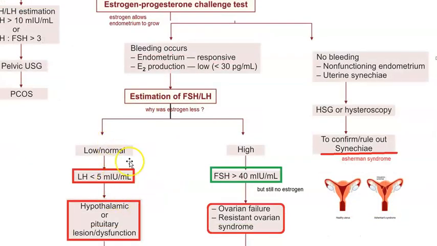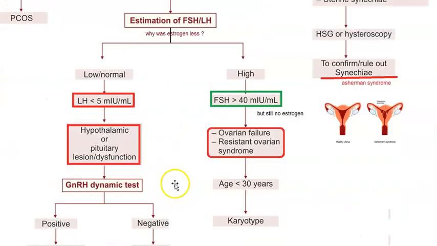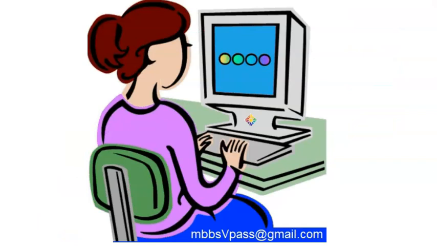Once the bleeding occurs, then again you check LH and FSH levels and check whether it is a hypothalamic or pituitary dysfunction. Okay. Now if there is no bleeding, that means to say that the endometrium is not functioning properly. So you'll have to do a hysteroscopy and rule out synechiae. So all this we have covered in the secondary amenorrhea video.